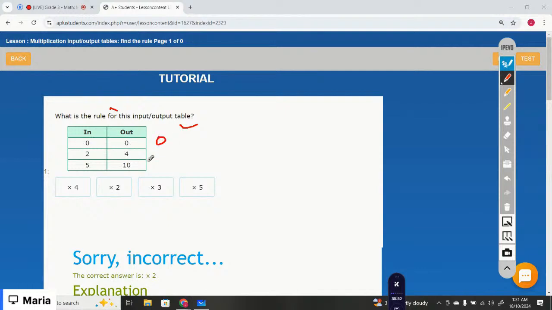Like for example, that is 0. Just look at the second one. 2 times what number is 4, and 5 times what number is 10? So what number is it? 2 times 2 is 4 and 5 times 2 is 10. So then 0 times 2 is 0. That means the rule is you have to multiply each input value by 2 to get the output value. Got it?